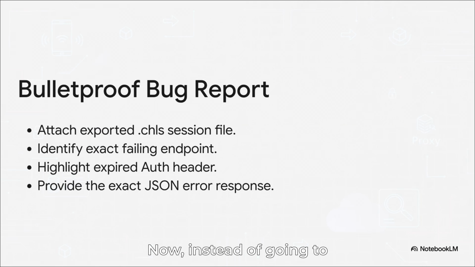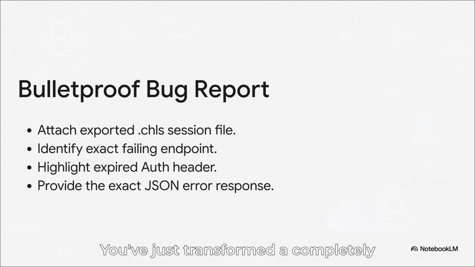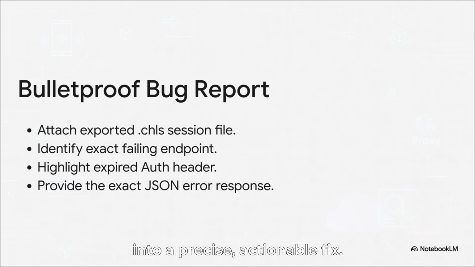Now, instead of going to the dev team and saying, hey, the screen is blank, please fix, you can hand them an absolutely bulletproof bug report. You can export a .chls session file right from Charles and attach it to the ticket. It acts exactly like an airplane's flight recorder. You hand the developers the exact failing endpoint, you highlight the expired authorization header for them, and you provide the exact JSON error response. You've just transformed a completely vague user complaint into a precise, actionable fix.